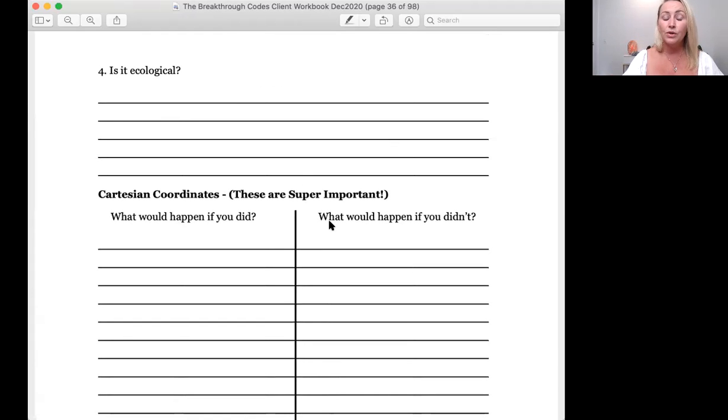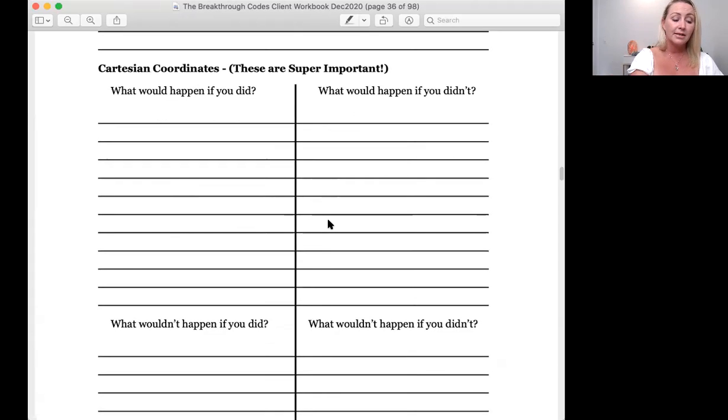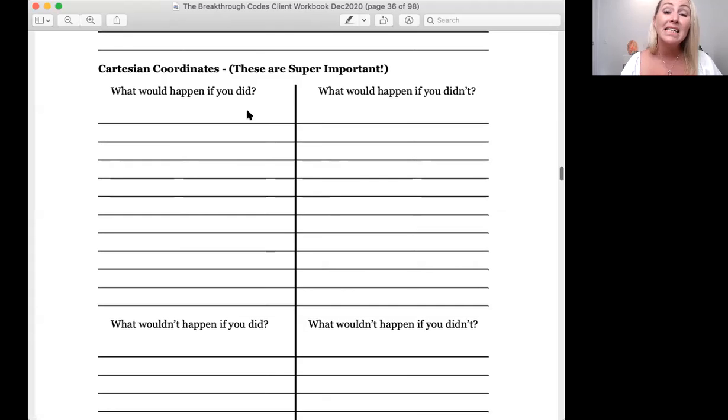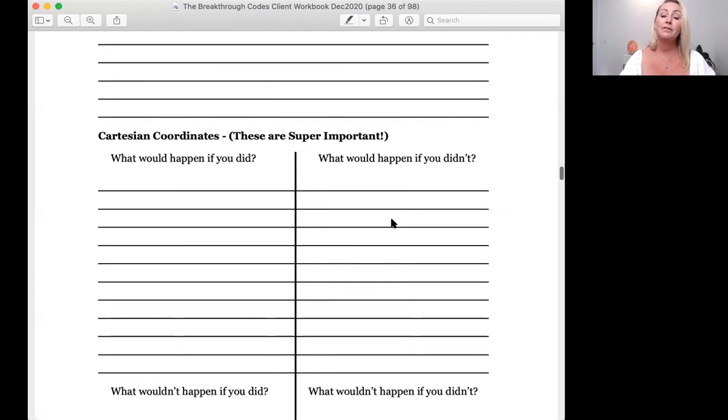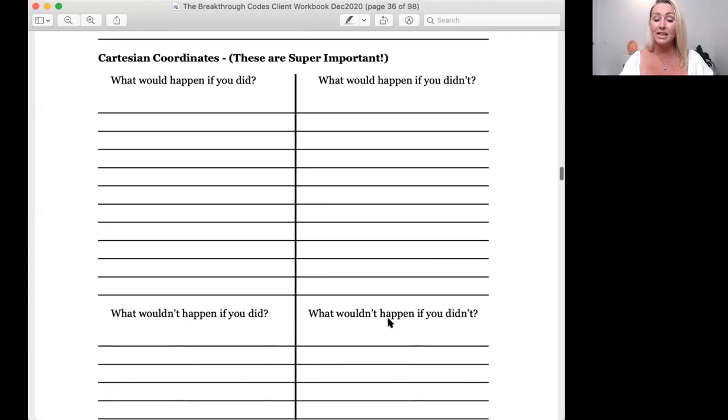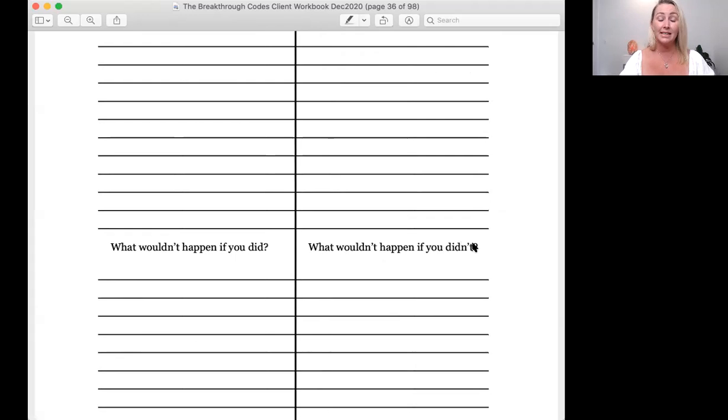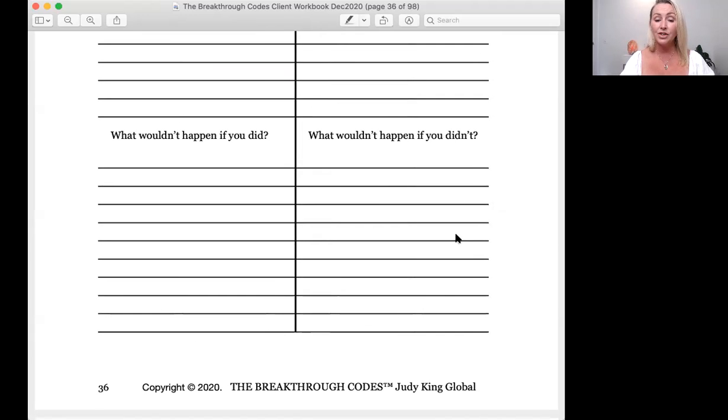Cool. Cartesian coordinates. These are so important. These are so powerful, guys. So, so powerful. So the question is, what would happen if you did? What would happen if you did achieve what you want? We're getting positives here, okay? What would happen if you didn't? We're getting the negations, the negatives here. What wouldn't happen if you didn't? We're also getting more negations. And what wouldn't happen if you did? And we're getting the positives. So positive, positive, negative, negative in terms of what they want, not what they want.